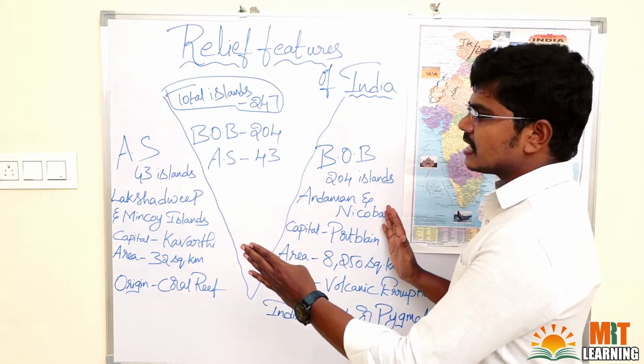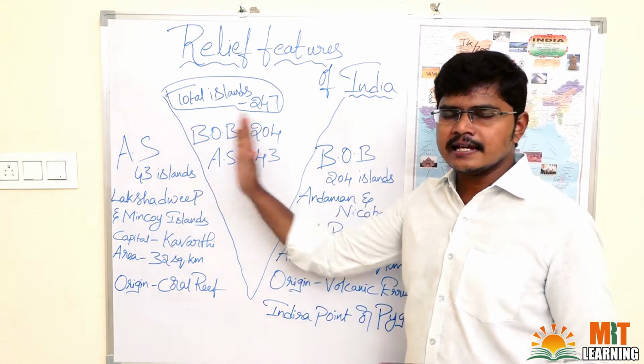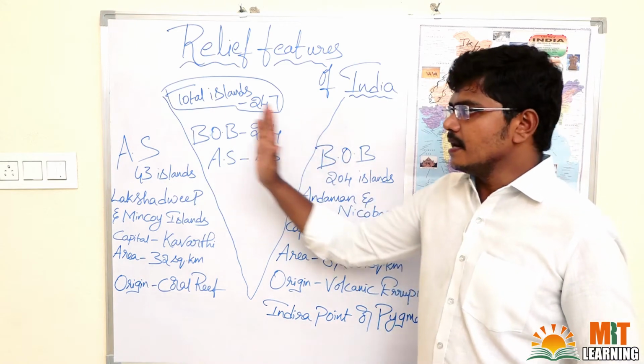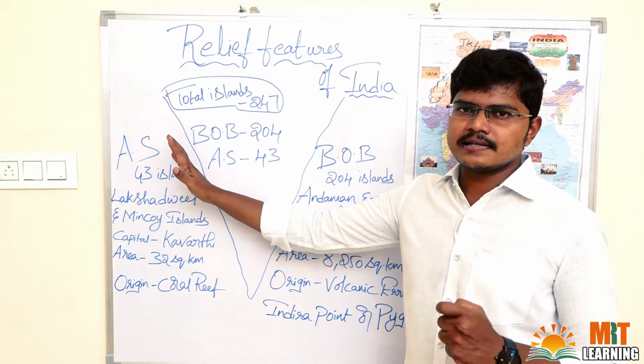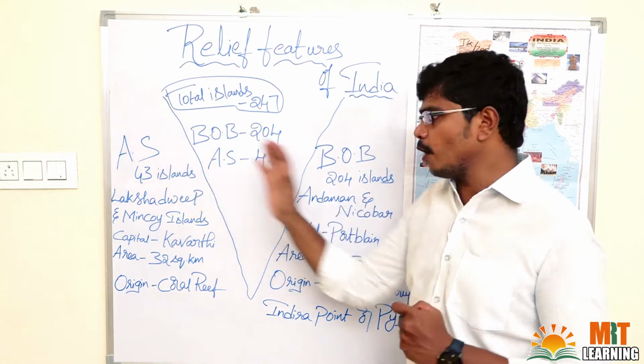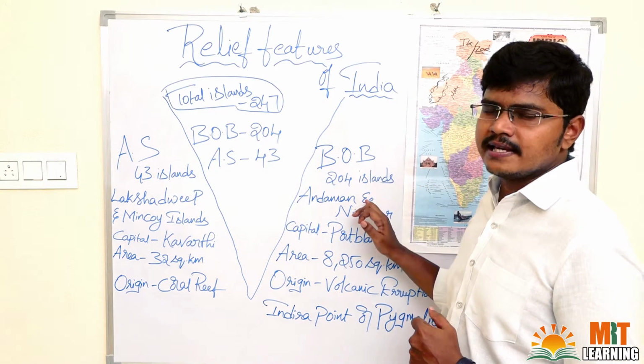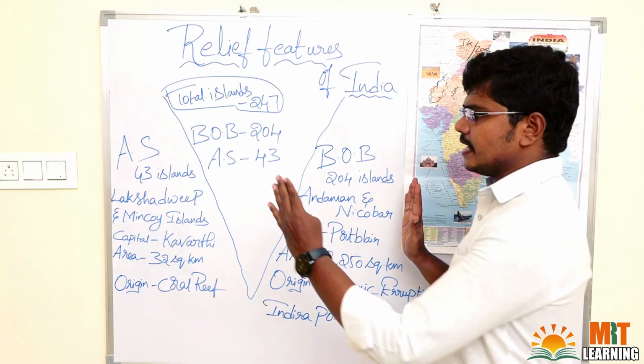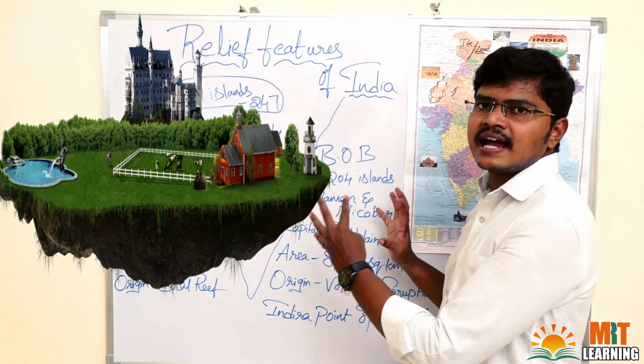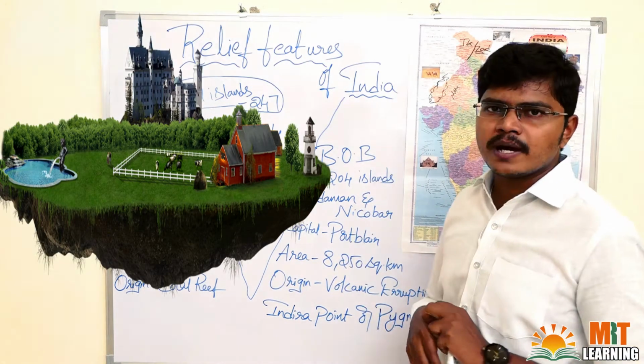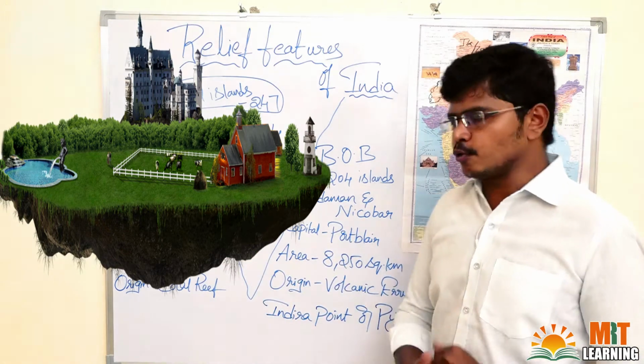So see, clearly I wrote Arabian Sea Islands and Bay of Bengal Islands. The Arabian Sea Islands are called Lakshadweep and Minicoy, and here we call it the Andaman and Nicobar Islands. Of these two, the largest island group is Andaman and Nicobar.